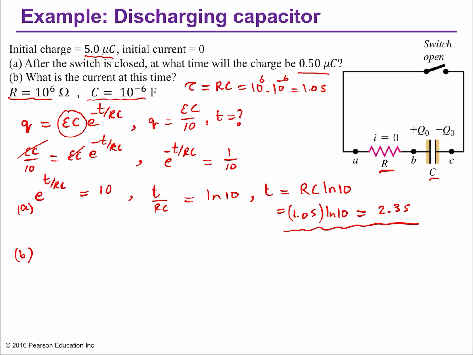Part B of the problem asks what the value of the current is at this specific time. So you write down the equation for discharging current, which is minus E divided by R. You don't have to write the negative, but let's stick to the negative direction. So minus E divided by R, e to the power minus t divided by RC.